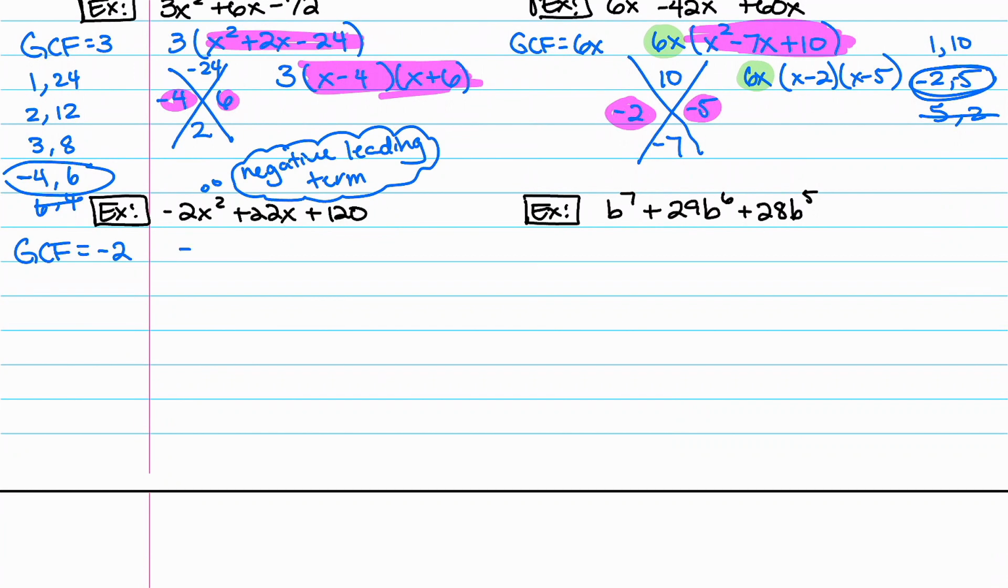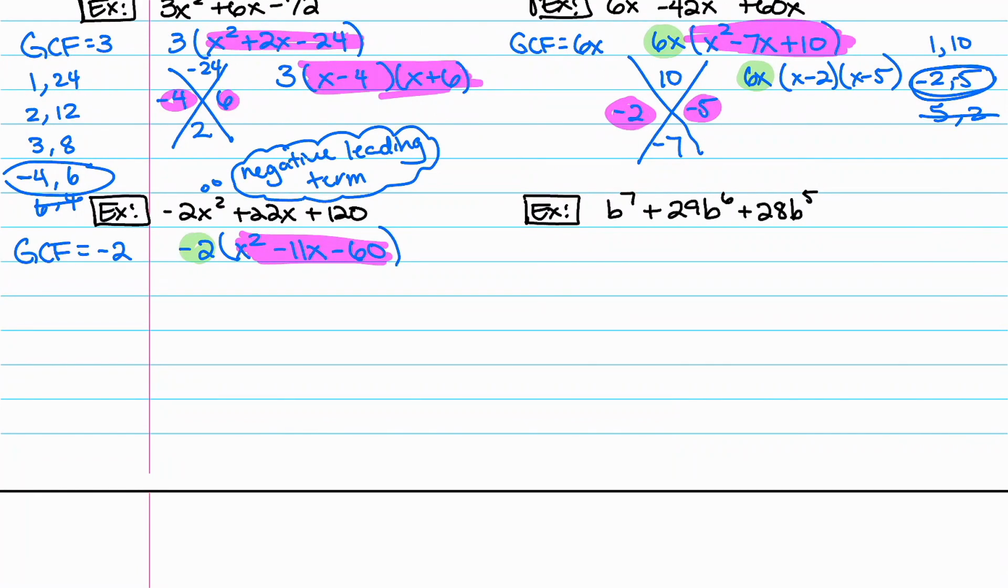When I factor out the -2, how do I get this back? Well, it already has a -2 on that first one. I just need an x squared. -2 times what is going to give me a positive 22x? You would need a -11 because -2 times -11 is a positive 22, and you need an x. And then -2 times what is going to give me positive 120? You would need a -60 for that. So I factored out the GCF, and now I'm just going to go ahead and ignore the -2 for now, and I'm only going to work with this guy. I'll bring the -2 back later, okay?